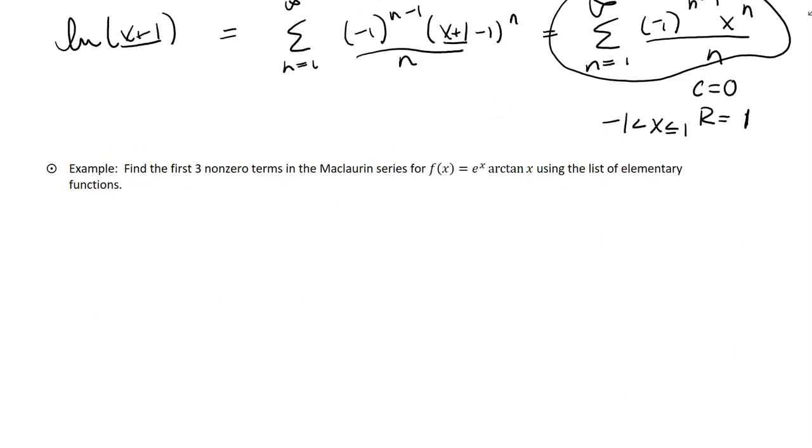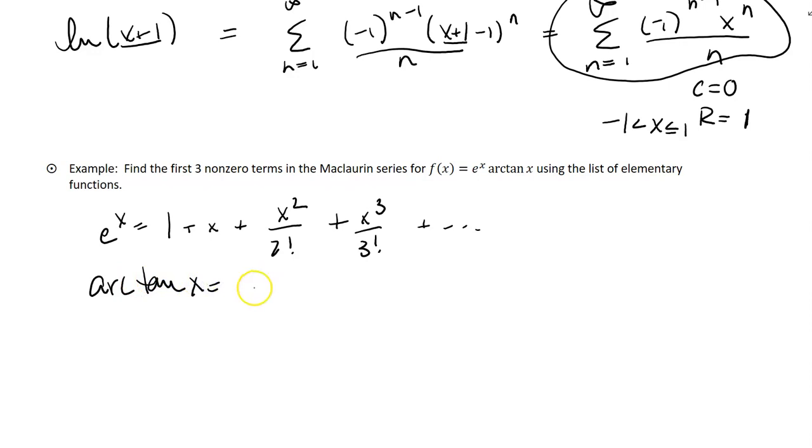You can also combine some of the elementary functions like e to the x and arctangent of x. So if we look at our list, you can see that e to the x, of course, is 1 plus x squared over 2 factorial plus x cubed over 3 factorial, and so on and so forth. Arctangent of x from the list is x minus x cubed over 3 plus x to the 5th over 5 minus x to the 7th over 7, and so on and so forth, plus x to the 9th over 9.